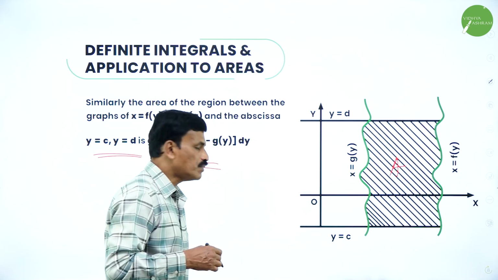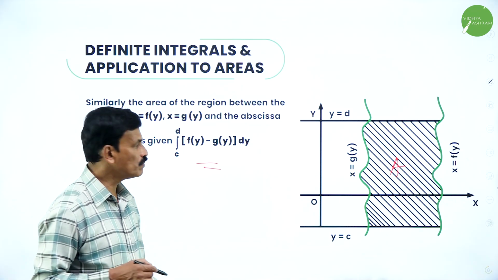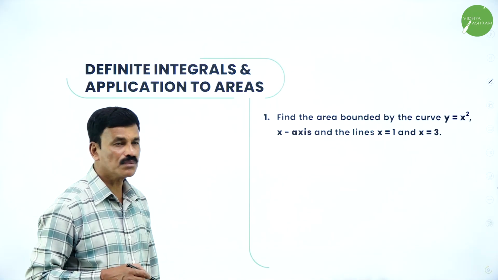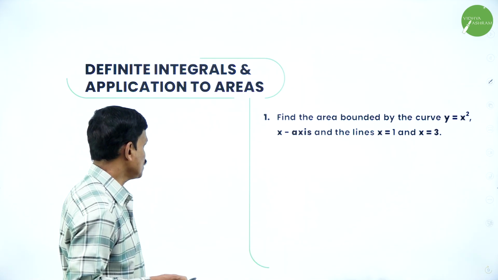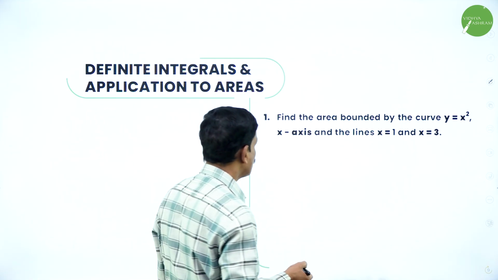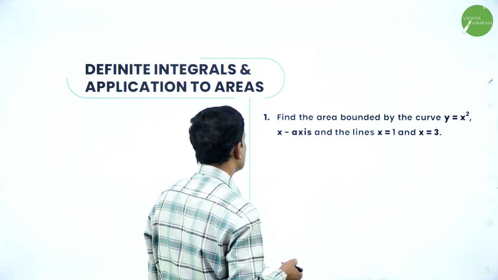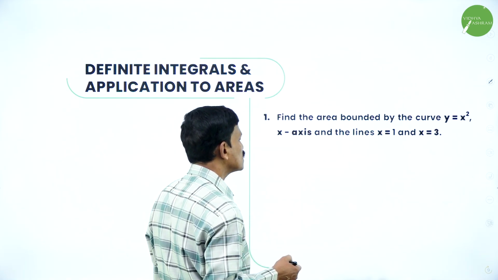Now, by knowing this, let us move on to the problems. Let us move on to the first problem. You may expect this type of question for 2 marks. Find the area bounded by the curve y equals x square, x-axis, and the lines x equals 1 and x equals 3.